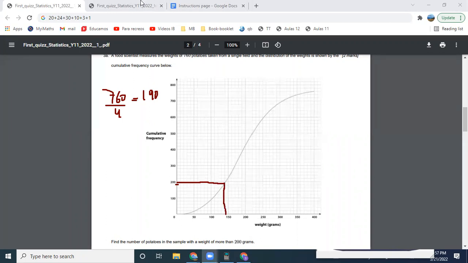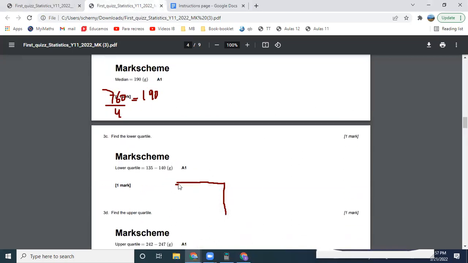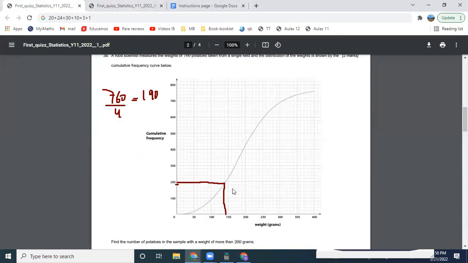140. If you check the mark scheme, you will see that any value between 135 and 140 is correct. Okay, great.